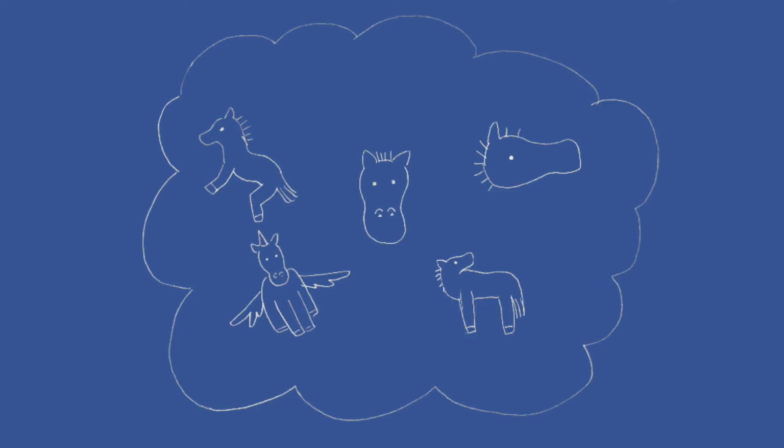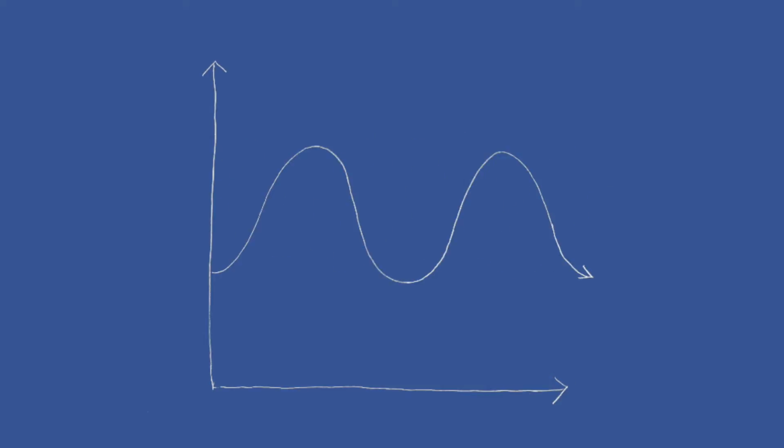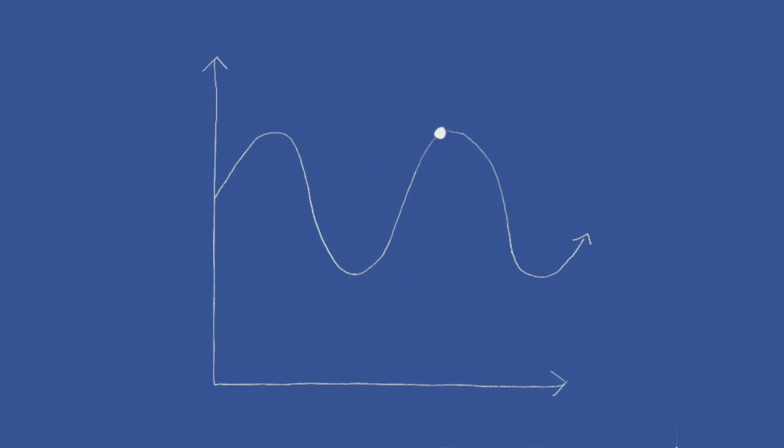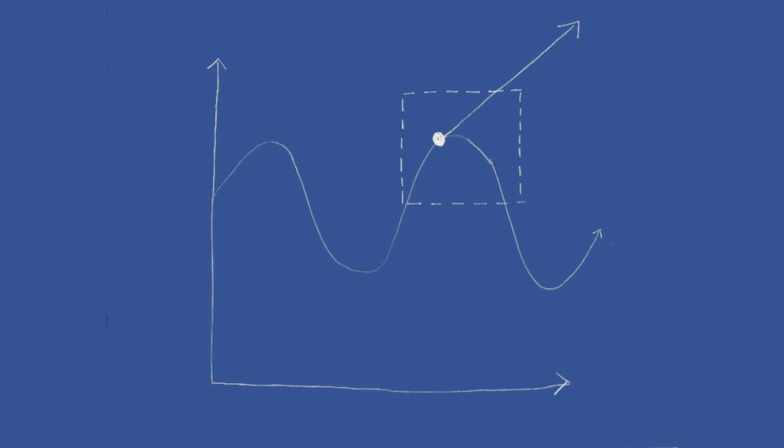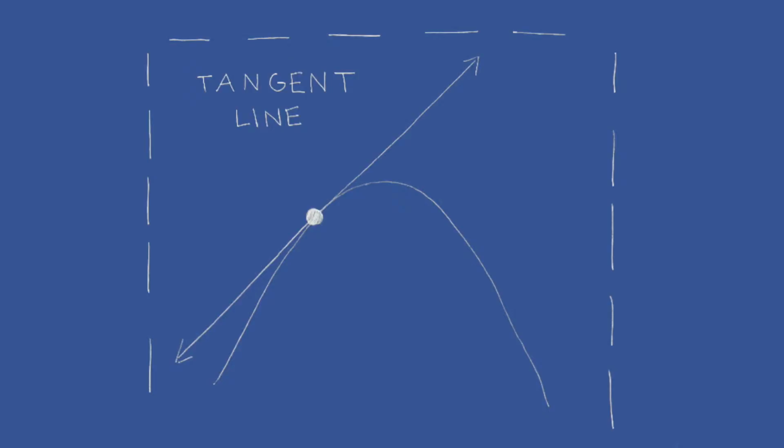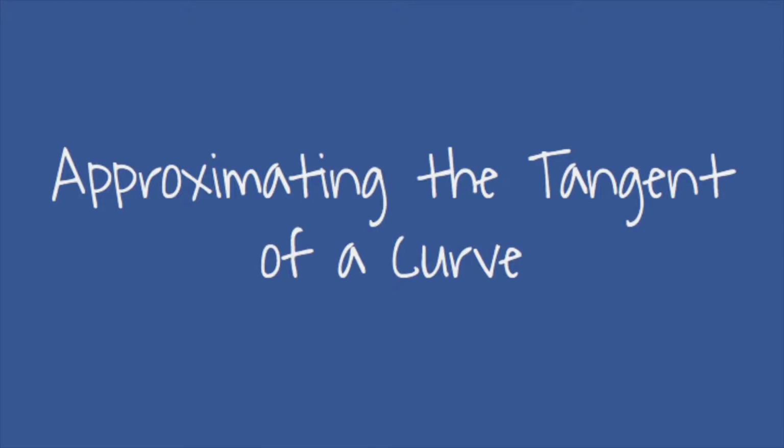Well, if you examine your conversation graphically, you can analyze that at some point X, your friend leaped off the curve of the conversation and went off on a tangent about horses. And that's all a tangent line is, it's just a line that touches a curve at one point. Hi, I'm Daniel Rosen, and today I'll be talking with you about how to approximate the tangent of a curve.